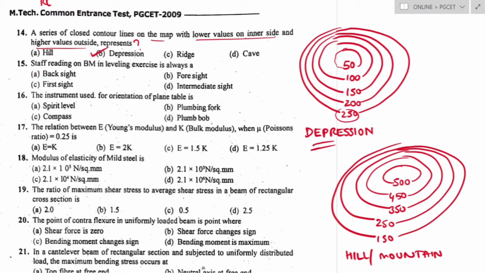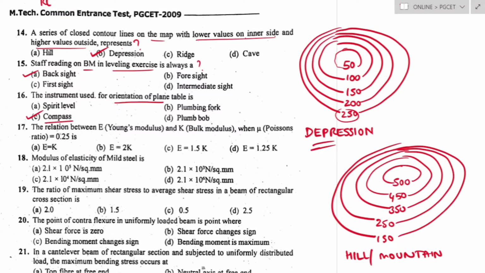Question number 15. Staff reading on benchmark in a leveling exercise is always taken as backside. In a leveling exercise, the first staff reading should be taken at backside. Question number 16. The instrument used for orientation of the plane table. Orientation in plane table surveying is the process of putting the plane table into some fixed direction so that a line representing a certain direction on the plan is parallel to the direction on the ground, using trough compass. Option C, compass, is the right answer.